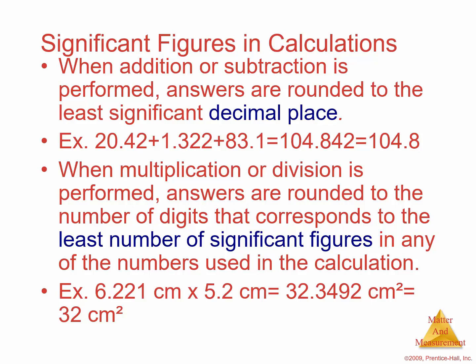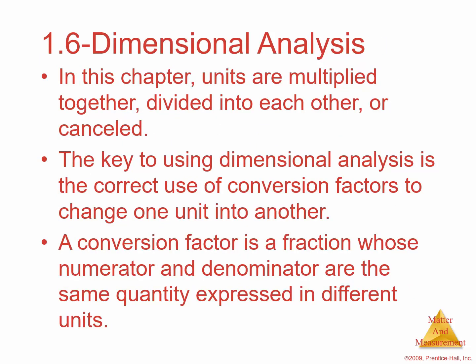Now, in rounding of numbers, look at the leftmost digit to be removed. Now, if the leftmost digit removed is less than 5, then the preceding number is left unchanged. And if the leftmost digit removed is 5 or greater, the preceding number is increased by 1.